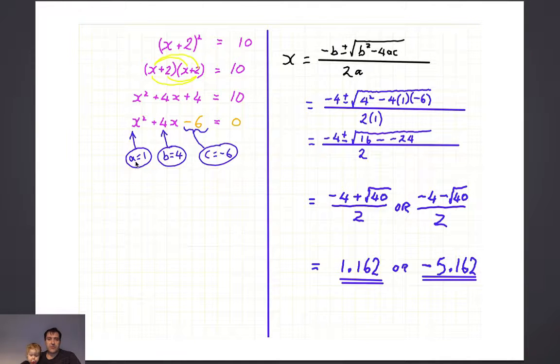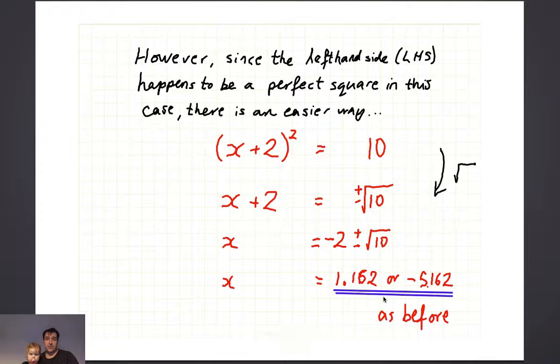So a was 1 because we had 1x squared. b is 4 because we've got 4x, and then we've got minus 6 on the end, so c is minus 6. So I stuck all of those values into the formula, being very careful of the minus signs, and I got a couple of values at the end, which were, as it happens, quite horrible values that weren't nice round exact numbers. But there's another way I could have approached that.